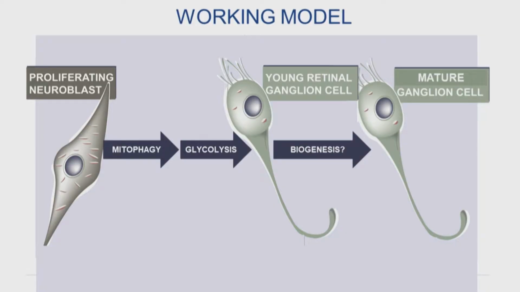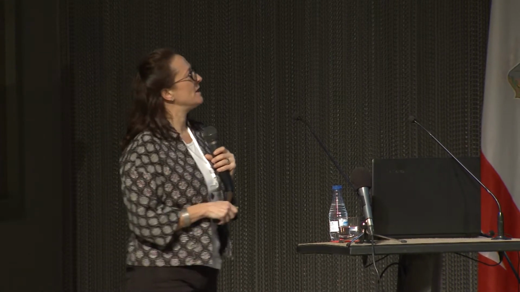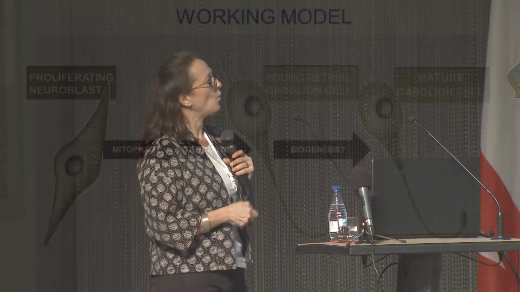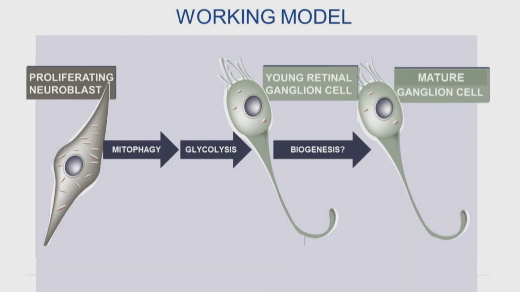So going back to our retina, this is our working model. We think that during neurogenesis, there is mitophagy, a process that eliminates mitochondria. The cells are forced to do glycolysis, and this is essential for neuronal differentiation. But this is a bit strange because we know that adult retinal ganglion cells need a lot of mitochondria. So we postulate that there is a lot of biogenesis in the later developmental process. Why would a retina do such a complicated pathway? We have several hypotheses.